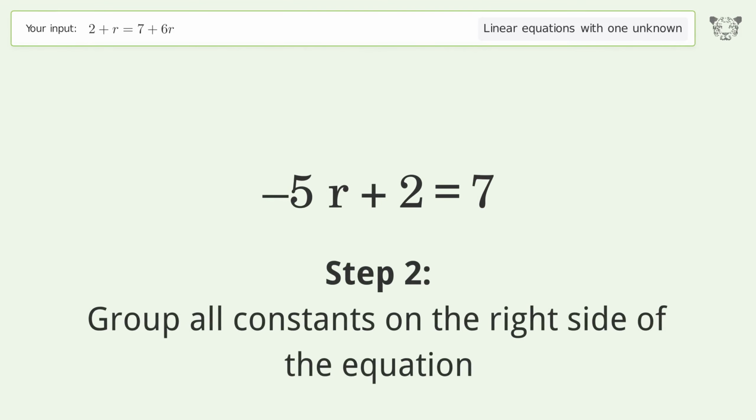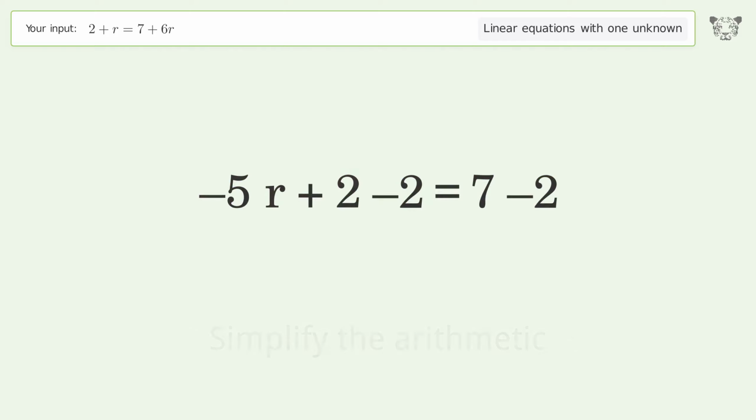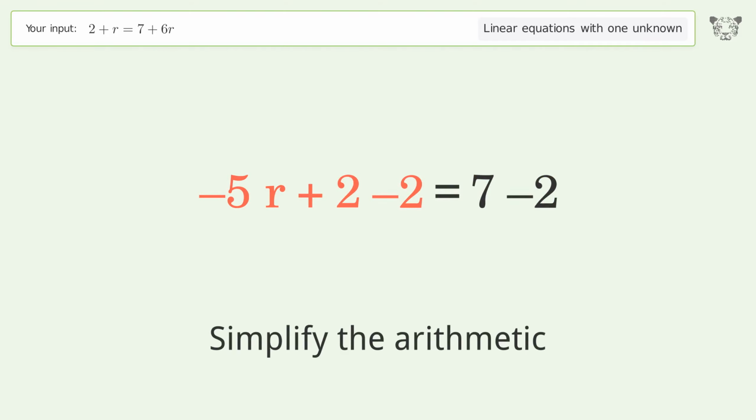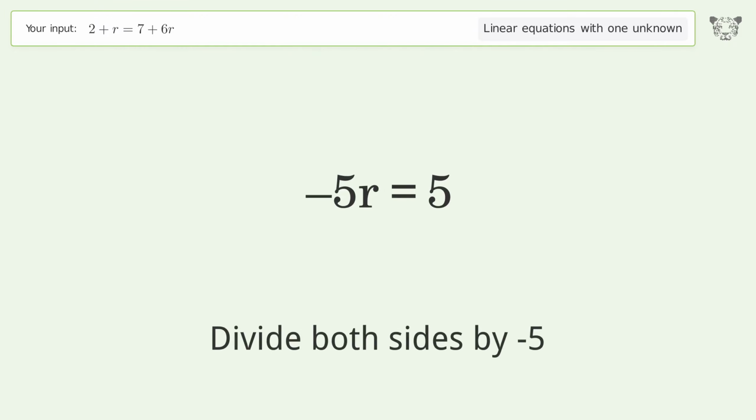Group all constants on the right side of the equation. Subtract 2 from both sides. Simplify the arithmetic. Isolate the r. Divide both sides by -5.